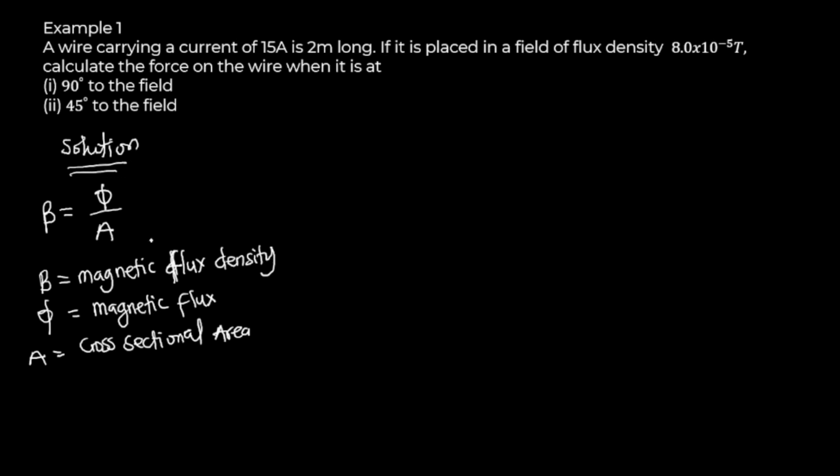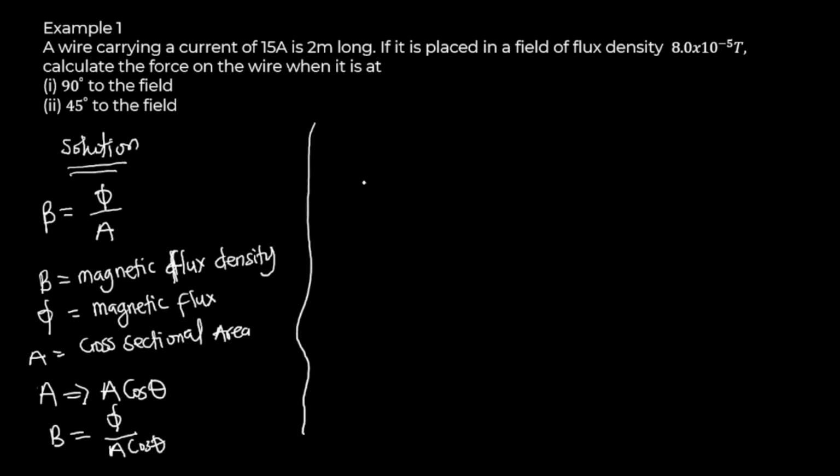Now, because the cross-sectional area is perpendicular to the field, if it occurs at a particular angle, then the formula changes. So assuming the magnetic flux occurs at a particular angle to the perpendicular of the field, our area now becomes, instead of A, A cos theta, where theta is the angle at which the magnetic flux occurs. So our formula becomes B is equal to the magnetic flux on A cos theta. If we take that in mind, to calculate our magnetic flux it becomes BA cosine theta.